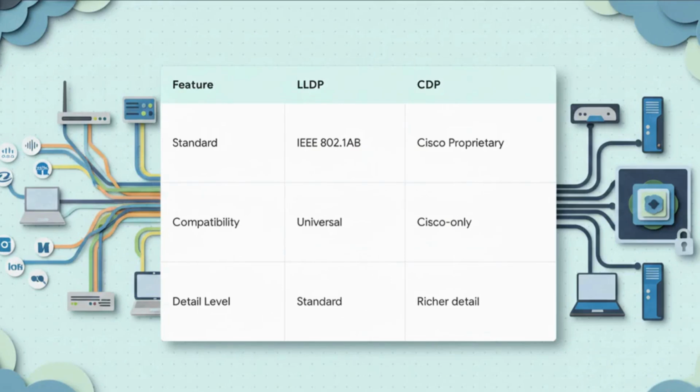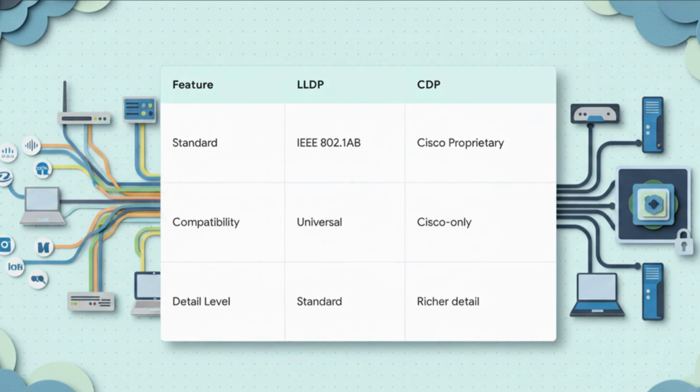Okay, comparing LLDP with CDP, which is the Cisco Discovery Protocol, brilliantly illustrates a classic network engineering trade-off. Let's look at this totally impartially. For standards, LLDP is our open IEEE 802.1AB standard, while CDP is completely proprietary to Cisco. When we talk about compatibility, LLDP gives you that beautiful, universal, multi-vendor support. CDP, on the flip side, is limited to Cisco-only environments.